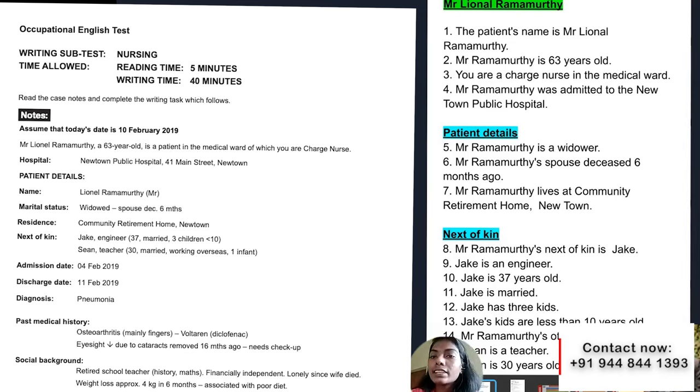The other sentences I will read out. Jake is 37 years old. Jake is married. Jake has 3 kids. Jake's kids are less than 10 years old. Mr. Ramamurthy's other next of kin is Seen. Seen is a teacher. Seen is 30 years old.